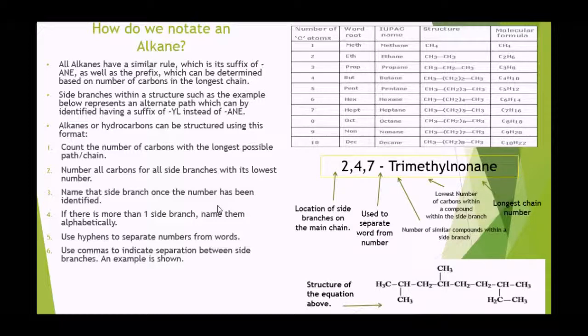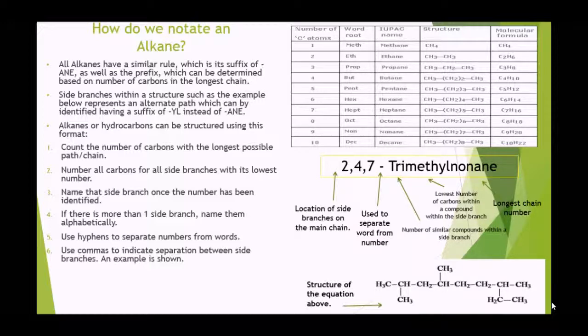First, count the number of carbons within the longest possible path or chain. Number all carbons for all side branches with the lowest numbers. So in this case, it'd be tri. Name that side branch once a number has been identified, methyl. If there is more than one side branch, name them alphabetically. So if there was a case where it'd be ethyl and methyl, you'd say ethyl first and then methyl second. Furthermore, use hyphens to separate numbers from words. And finally, use commas to indicate separation between numbers.